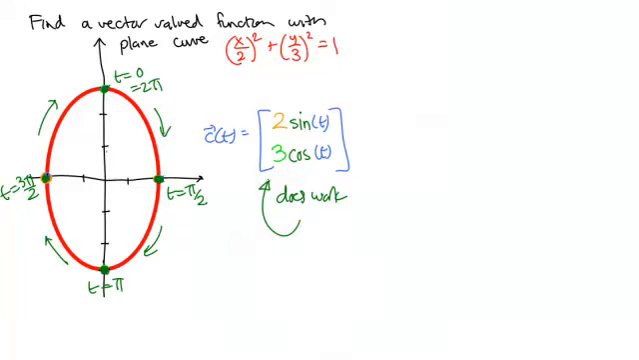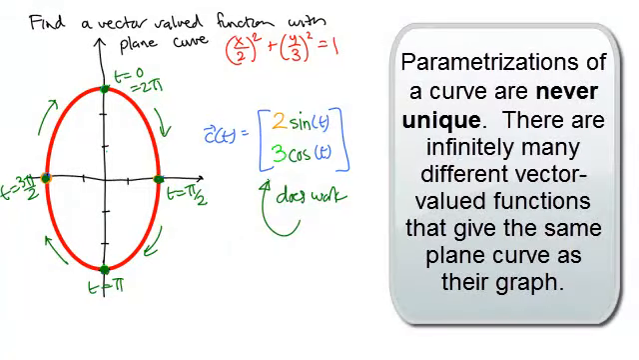So the point of this example is that it shows you there's more than one way to parameterize a curve. You can have 2 different vector-valued functions that still give you the same plane curve.